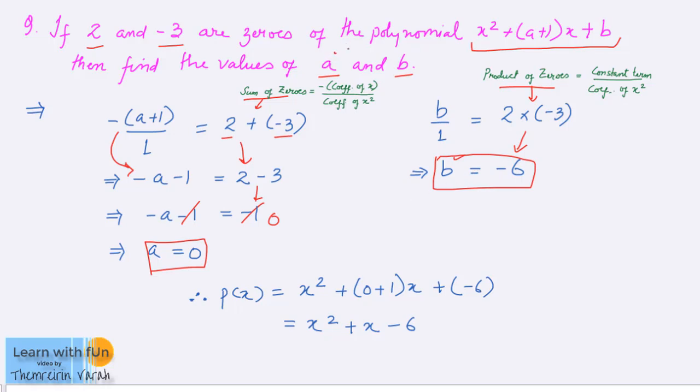Now you have got the values of a and b: a equals 0 and b equals minus 6. In the polynomial, just replace the values of a and b with 0 and minus 6. Let's see. So the polynomial p in x will be equal to x squared plus a, which we replace with 0, plus 1 into x plus b, which we replace with minus 6, and finally you will get p x equals x squared plus x minus 6. This is the desired polynomial.